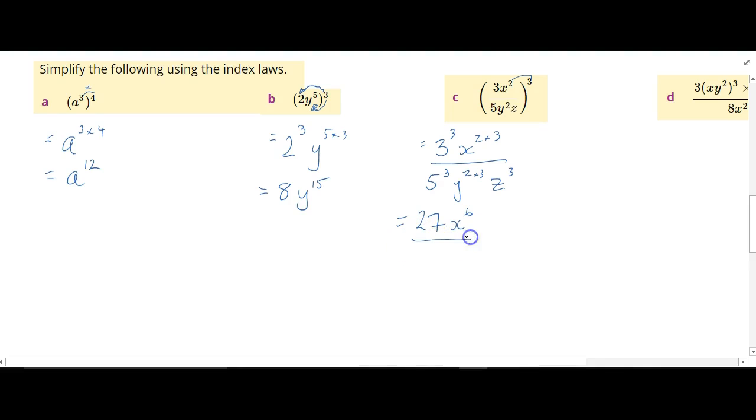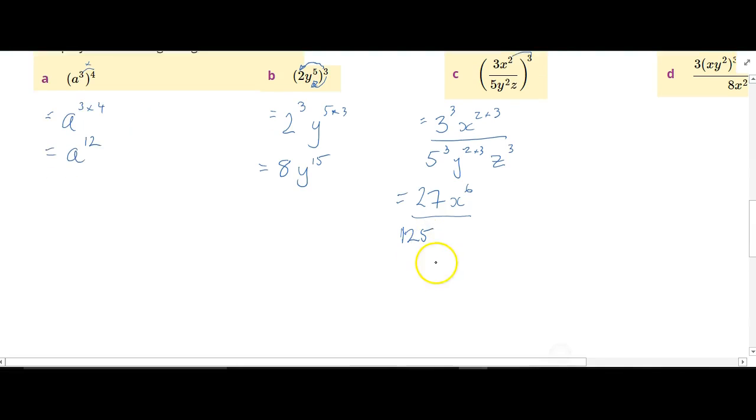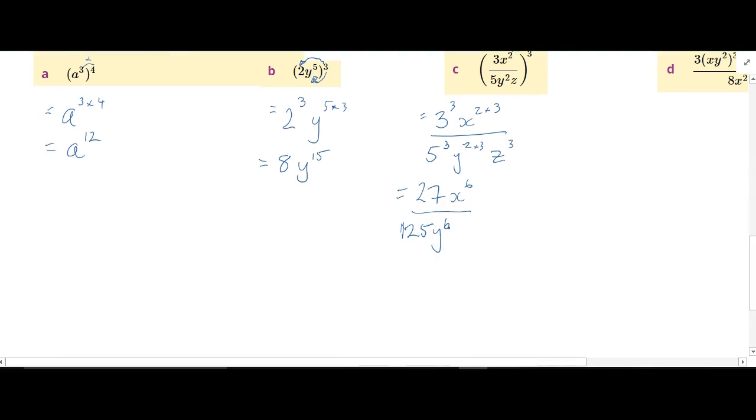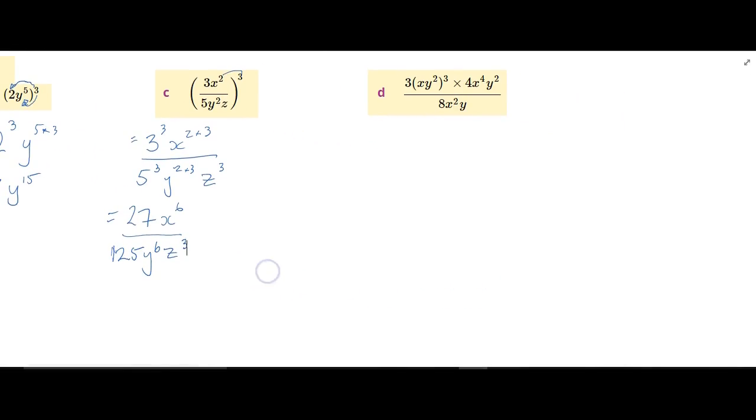On your denominator, 5 to the power of 3. Now, just keep in mind you're not timesing it. 5 to the power of 3 is not 15. 5 to the power of 3 is 5 times 5 times 5, which is actually 125. y^(2 times 3) is y^6, and z to the power of 3 is z^3. Okay, so I think that's it. I'm trying to think, you may be able to divide these. I don't think so. If you could simplify these coefficients, you should do it as well, but I don't think you can. And finally, I've got this d, which is a bit of a doozy.